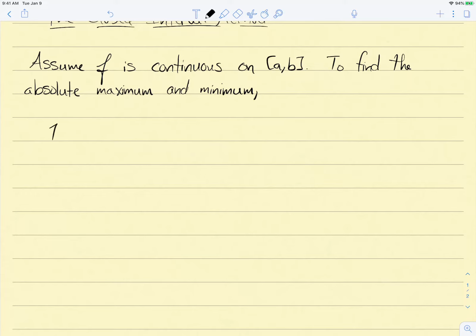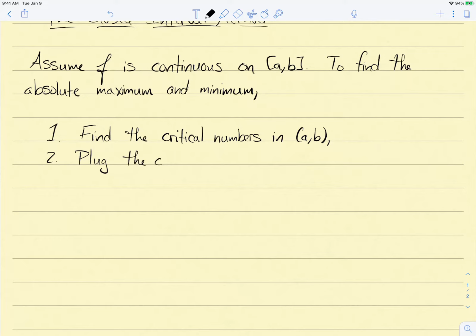Step 1 is find the critical points or critical numbers in the open interval from a to b. Step 2 is plug the critical numbers and the endpoints into the function f.